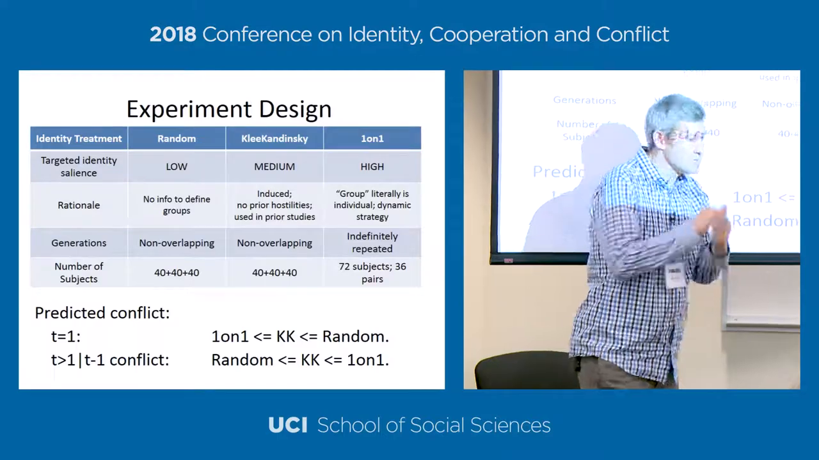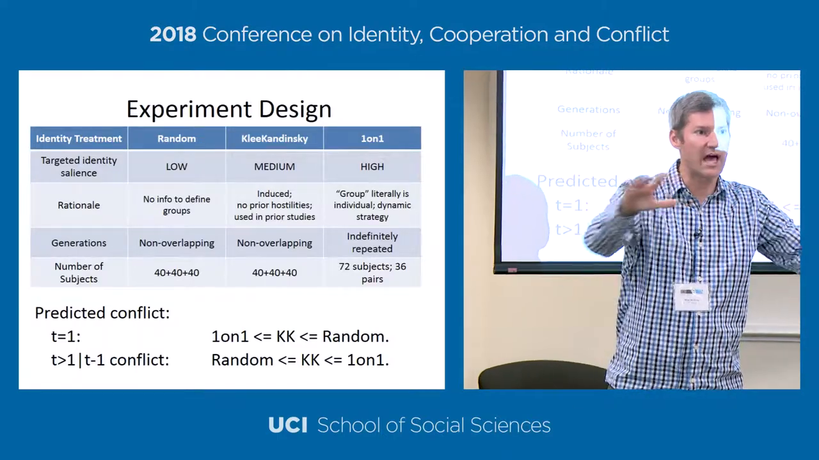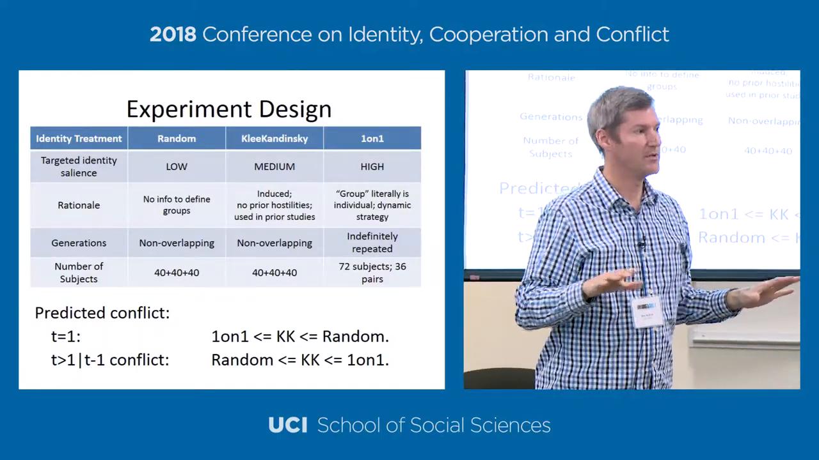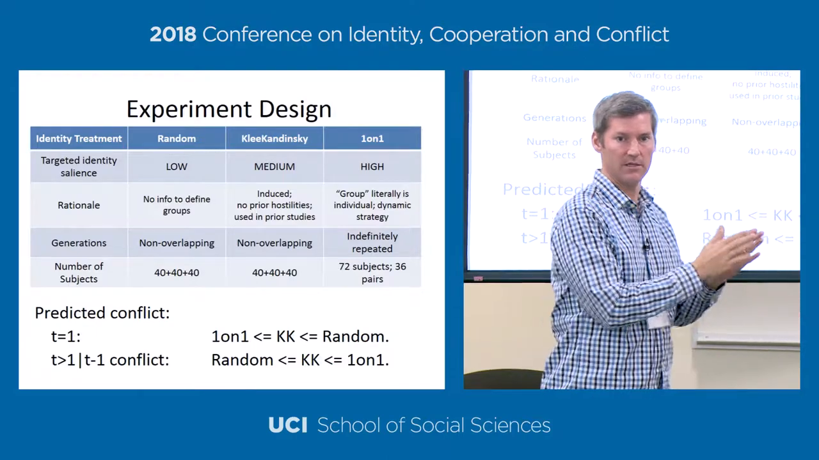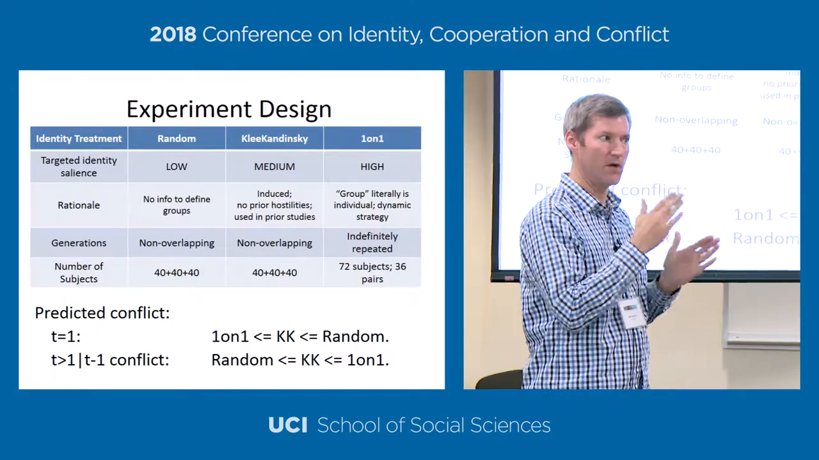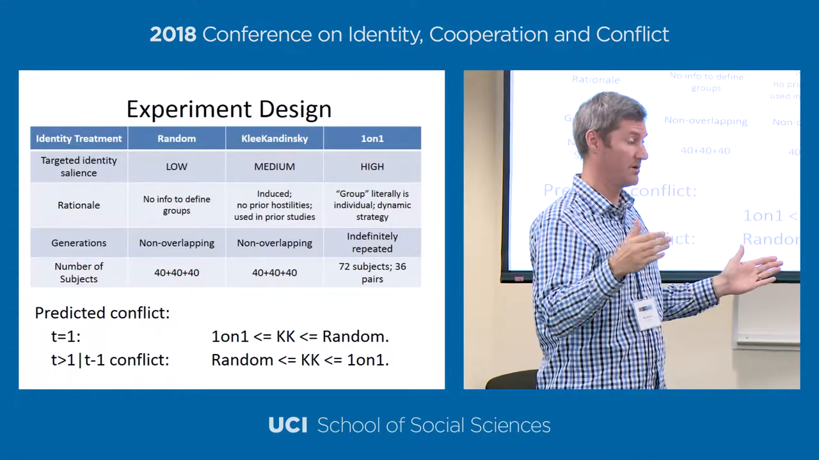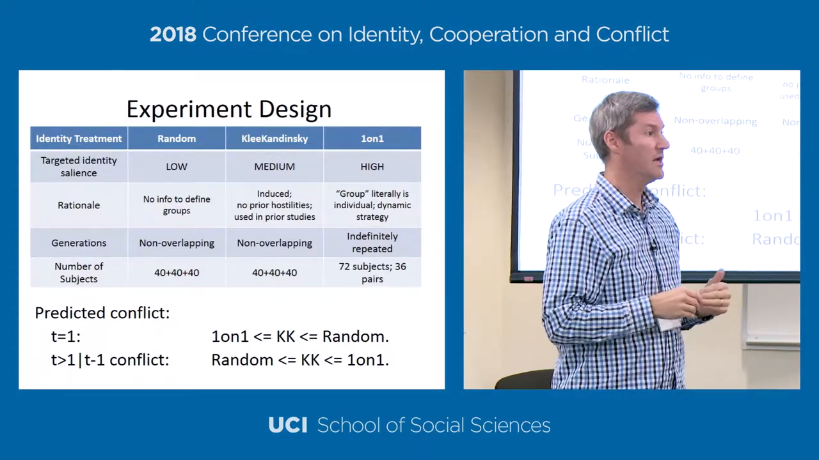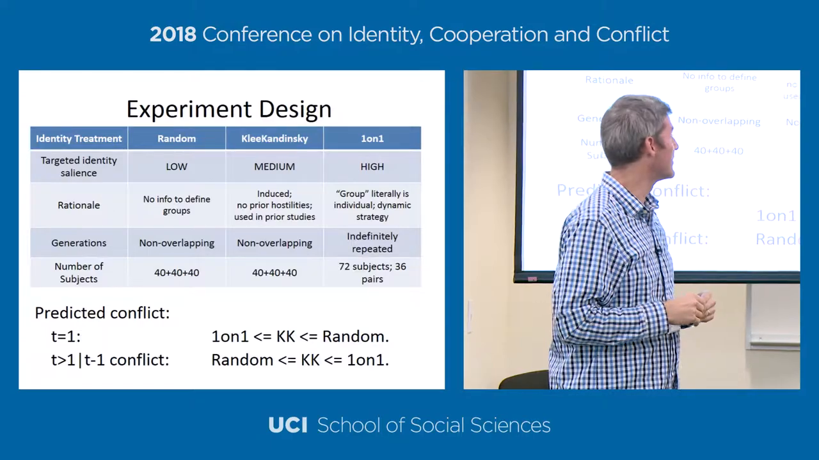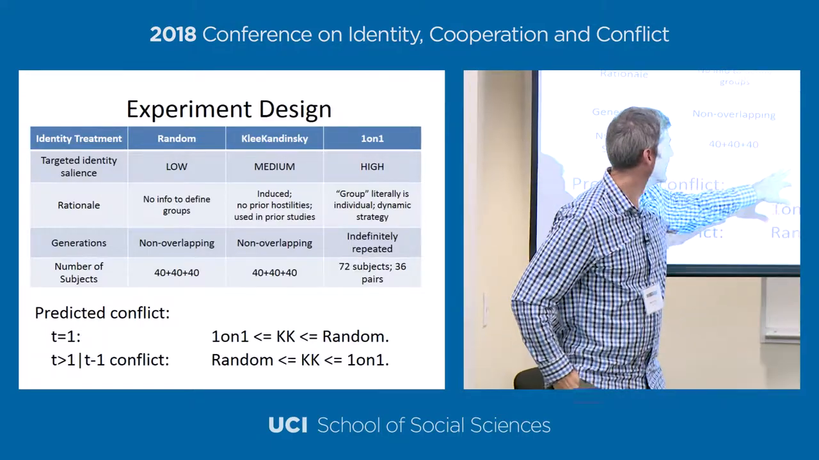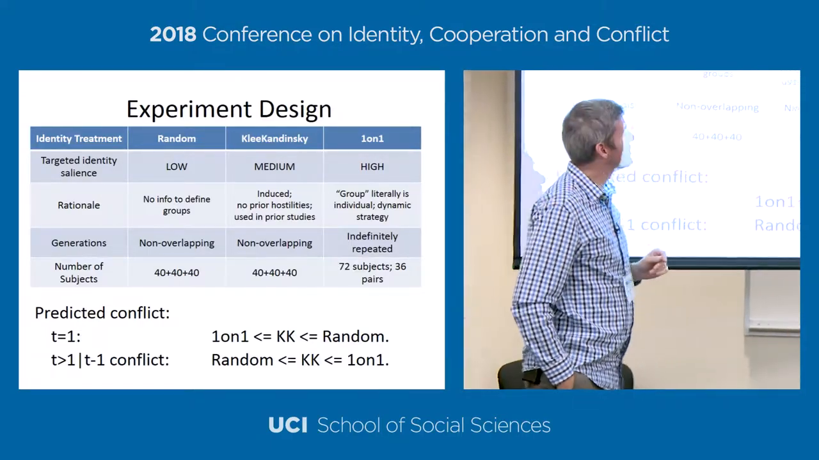And I emphasize there's no other prior interaction in the lab between these subjects. The decisions are going to be quite anonymous. They don't even know who else in the room, and I'll show you a picture of the lab, is in their group. They just know there are some people in the room that are in their group. And we again do 40 for each of the three generations.